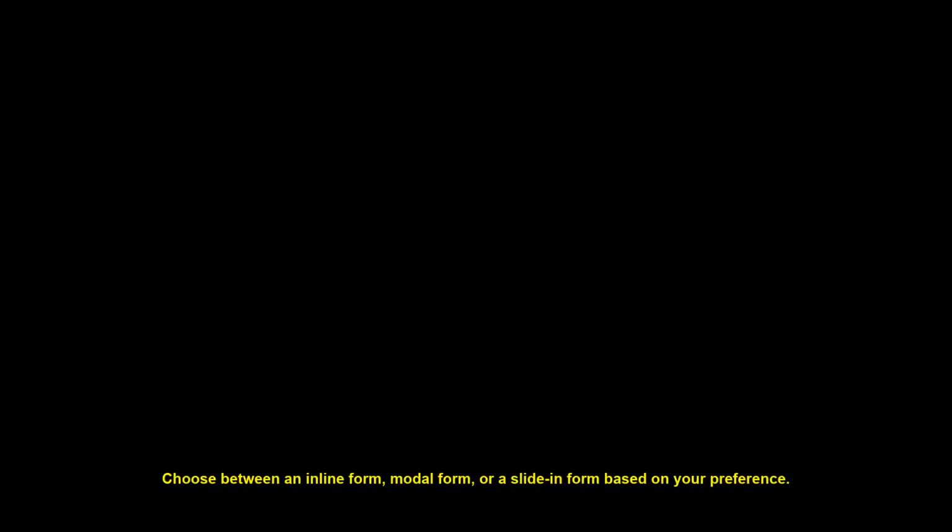Choose between an inline form, modal form, or a slide-in form based on your preference. Select your desired template for the form you want to create. Customize the form by editing the text, colors, and design to match your branding. Add any necessary fields such as name and email to capture the information you need. Once you're satisfied with the customization, click on the Publish button.